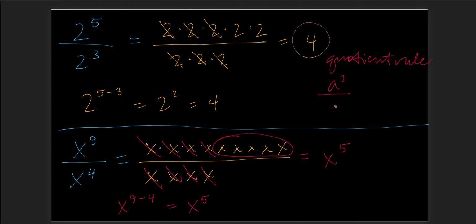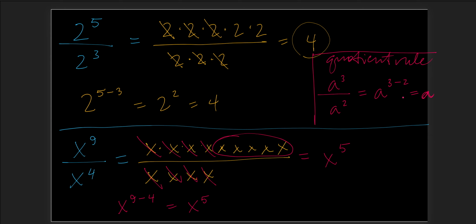A to the third over a squared. For example, we'd use m and n. That's the common general way to write this, but that's okay. So a to the 3 minus 2 is what you can do, which is a to the first, which we just write a. We don't really write that 1. So there's an example there with your quotient rule.